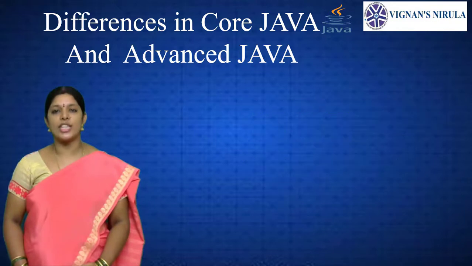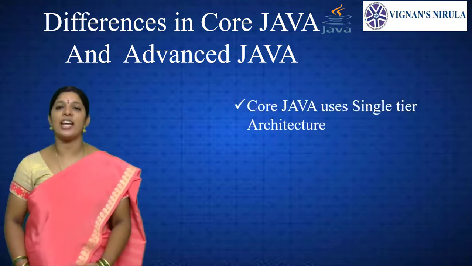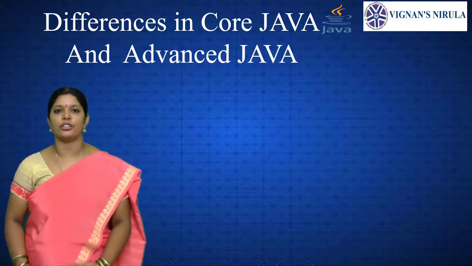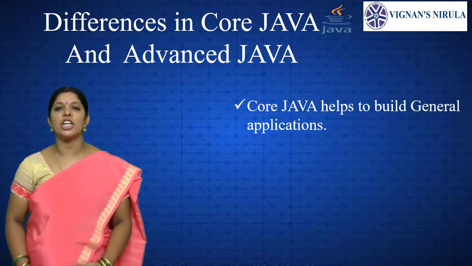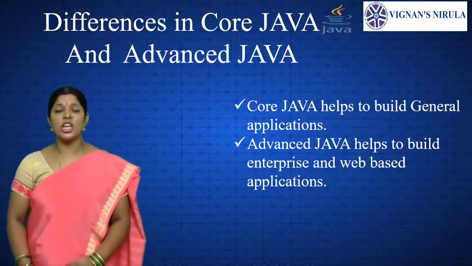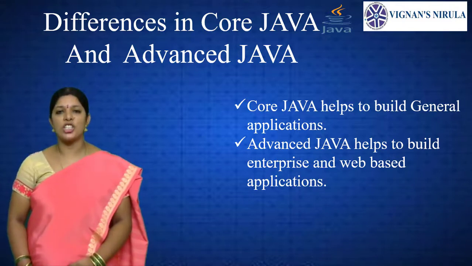Core Java uses the single-tier architecture, whereas advanced Java uses the two-tier architecture or client-server architecture. Core Java helps to develop general-purpose applications, and advanced Java helps to develop web-based or enterprise-based applications, for example, web applications. These are the advantages of core Java and advanced Java.